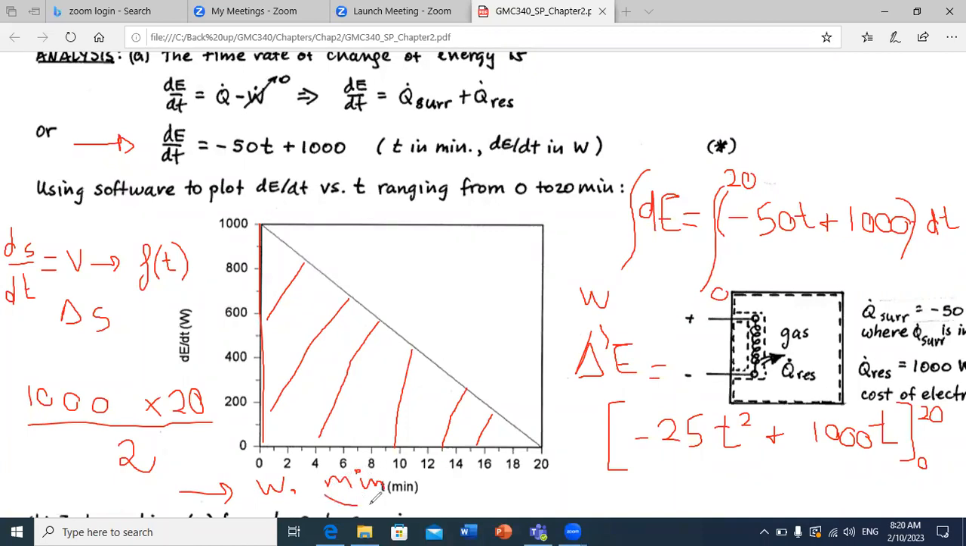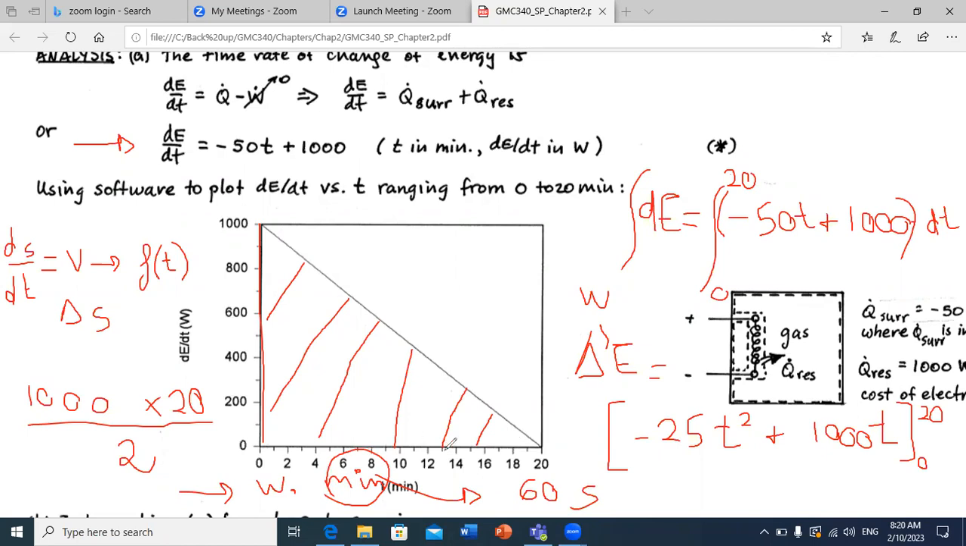So if you want to convert it to joule, you should say that 1 minute corresponds to 60 seconds. So you should multiply the result by 60 to get it in joule. And if you want it in kilojoule, you then divide by 10 to the power 3. So just pay attention to units here, okay?